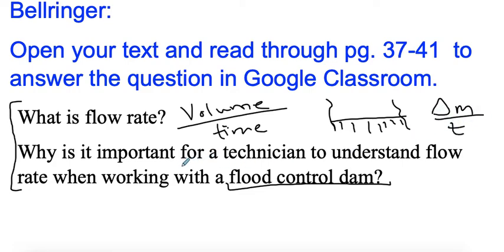But we want to think about why it's important for a technician to understand flow rate when working with a flood control dam. Well, they need to understand how much force the dam can take and how much liquid they can push through the dam at one time. So if they have a stream or a river upstream from the dam, so here's our dam with our floodgates, and this water starts to move too fast compared to the water coming out of the floodgates, then they're going to have problems. So they have to be able to measure the flow rate of this water in order to understand if the dam is going to hold that water or not.